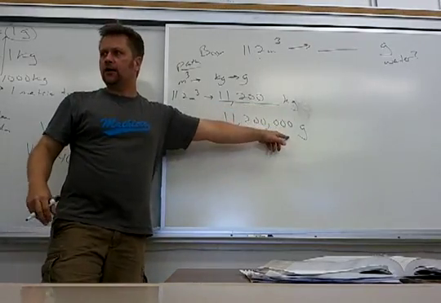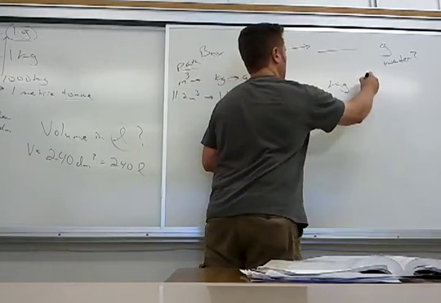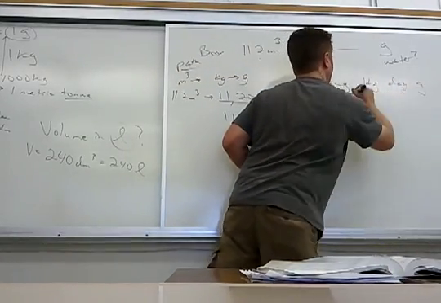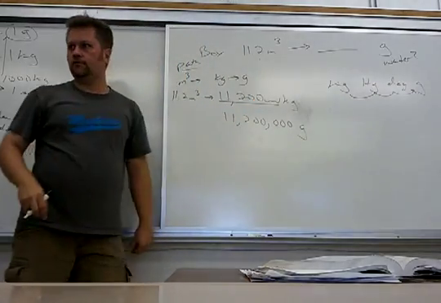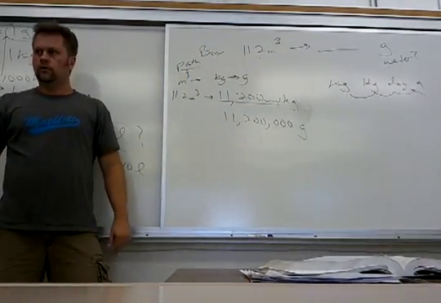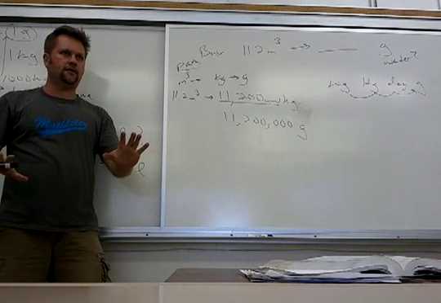From kilograms to grams, that would be 1, 2, 3 steps over, so 3 more zeros. Cool. Okay, how are we doing?